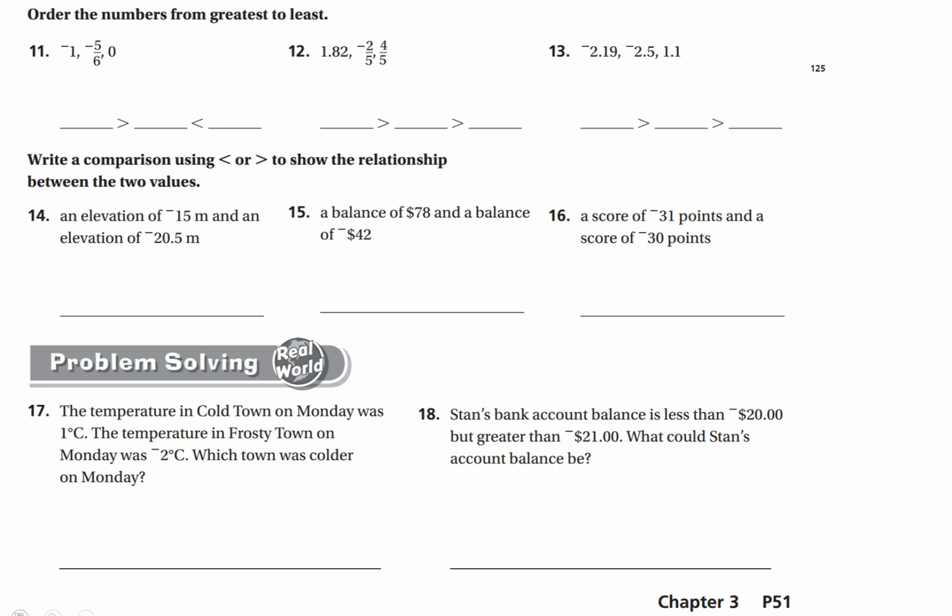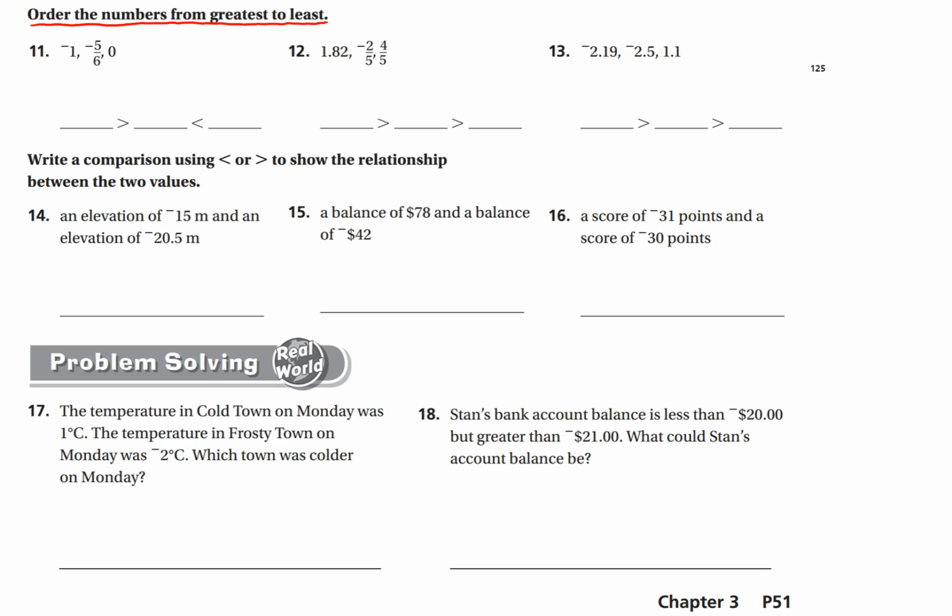I'm on P51 of the math homework for 3.4. I'm not going to give you the answers to every problem, but I'm going to go over a few of them to get you started. Okay, so number 11, 12, and 13, the directions are order the numbers from greatest to least.